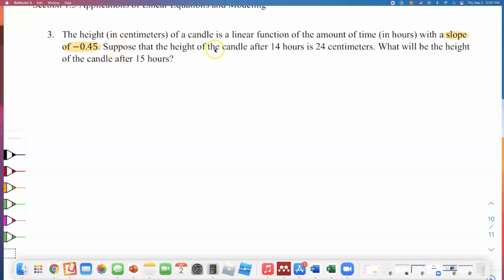Suppose that the height of the candle after 14 hours is 24 meters. Centimeters, not meters, oh goodness. So let me go ahead and organize my input and output first. So what is the input?